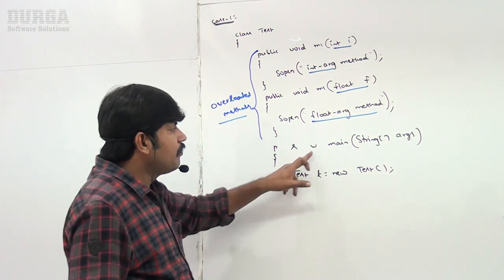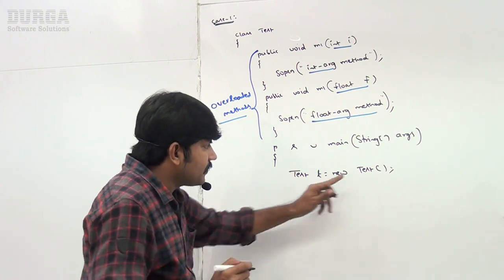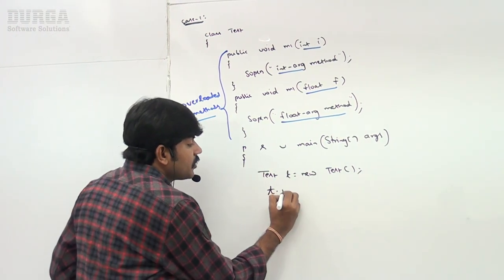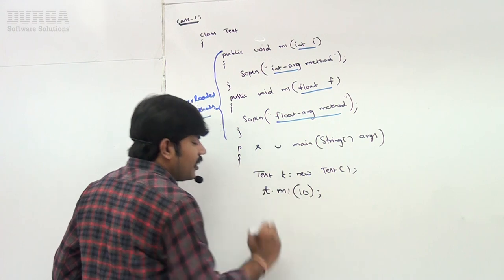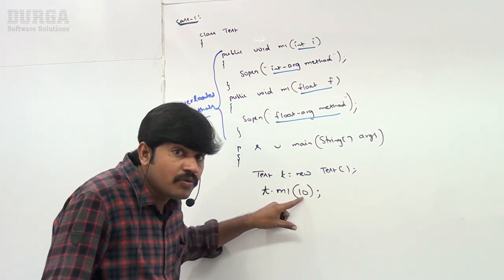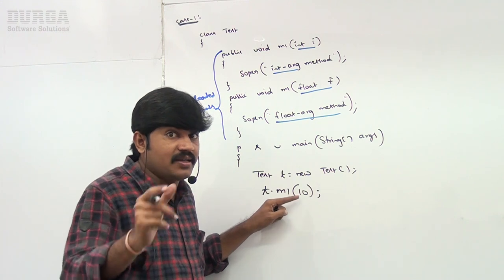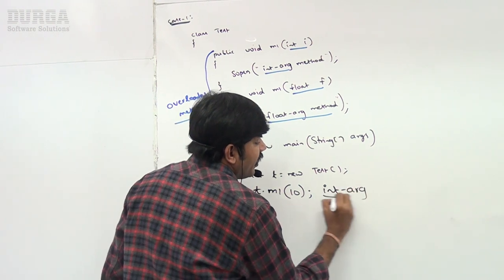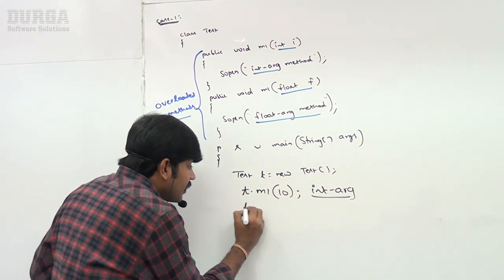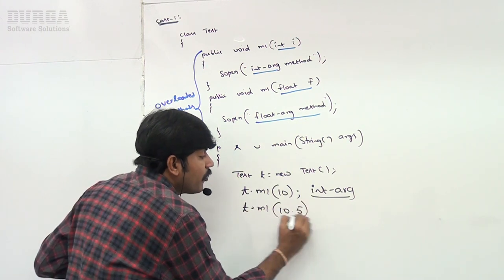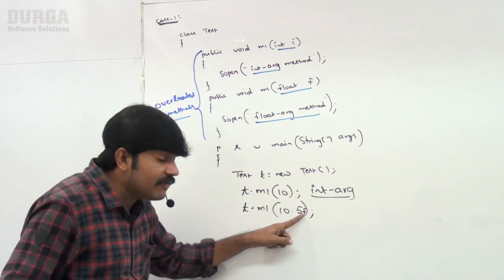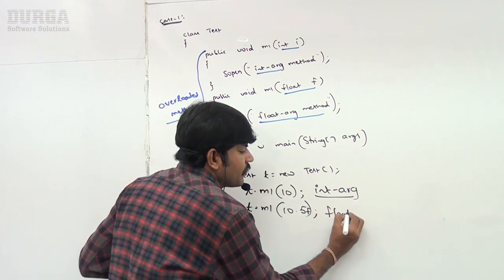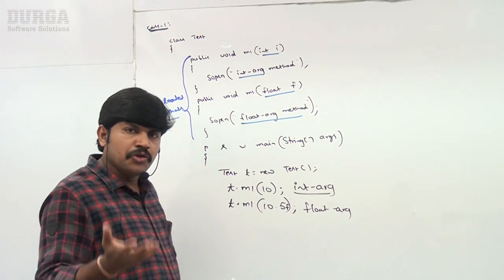Now the main method: public static void main, Test t = new Test(). Observe very carefully: t.m1(10), passing 10 as the argument. 10 means which type? Int type. By default, every integral literal is of int type. That's why the int arg method will get the chance. Then t.m1(10.5f). F means float type, so the float arg method will get the chance. We know up to this; we already covered it in the last example.